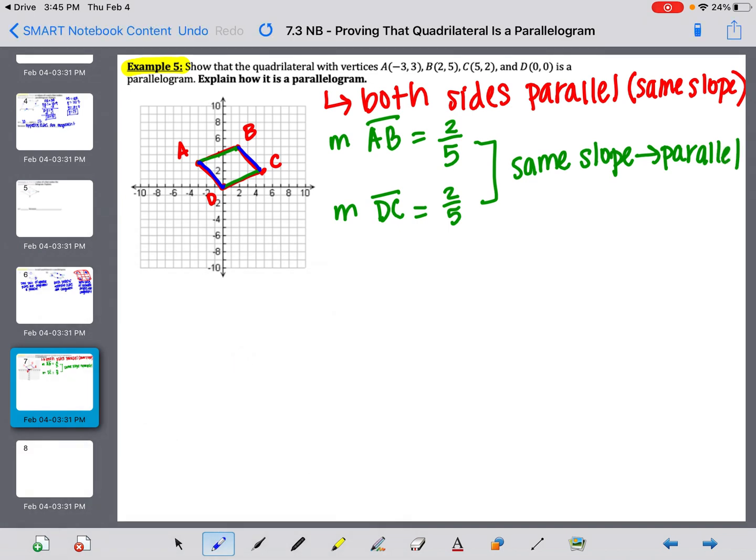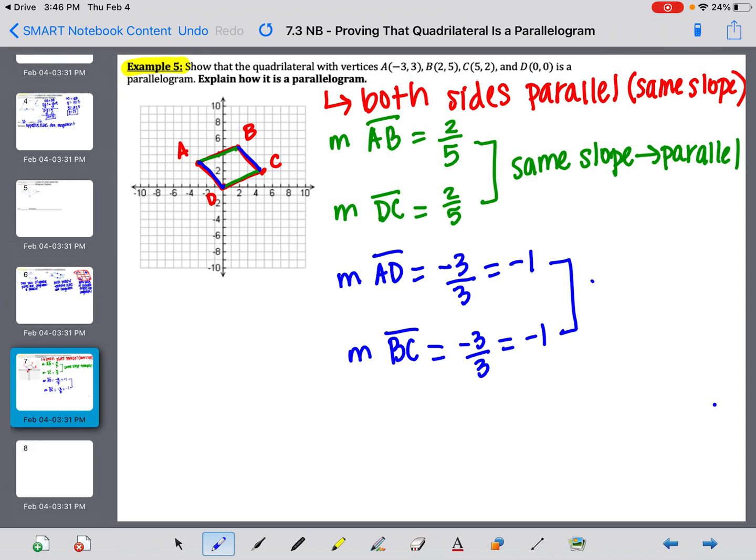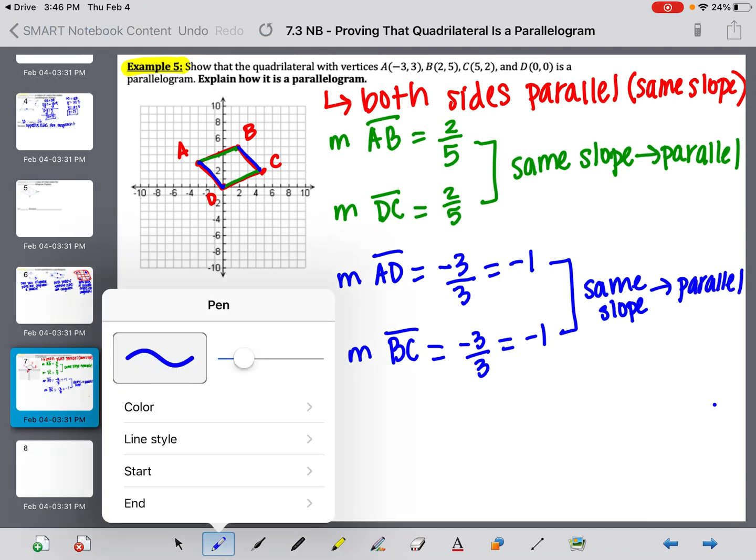Let's show that the same is true for AD and BC. So the slope of AD, if I start at point A, I'm going down 1, 2, 3. Since I'm going down, this is in the negative direction. And then I'm going to the right, 1, 2, 3. So -3 divided by a +3 will give me a -1. And then my slope of segment BC, if I start at point B, going down 1, 2, 3, and to the right, 1, 2, 3. So again, -3 divided by 3, which is -1. And again, since they have the same slope, we just showed that those two segments are parallel.